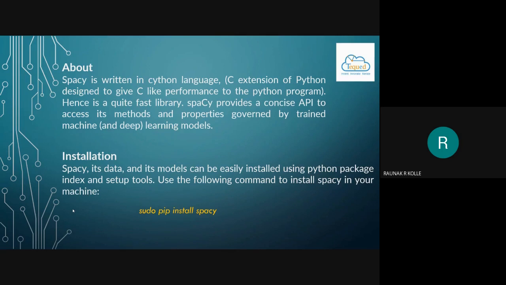Installation. spaCy, its data, and its models can be easily installed using Python package index and setup tools. Using the following command, we can install spaCy in our machine. sudo pip install spacy. In case you are using Python 3, you can replace the pip command with pip3 and install spaCy.